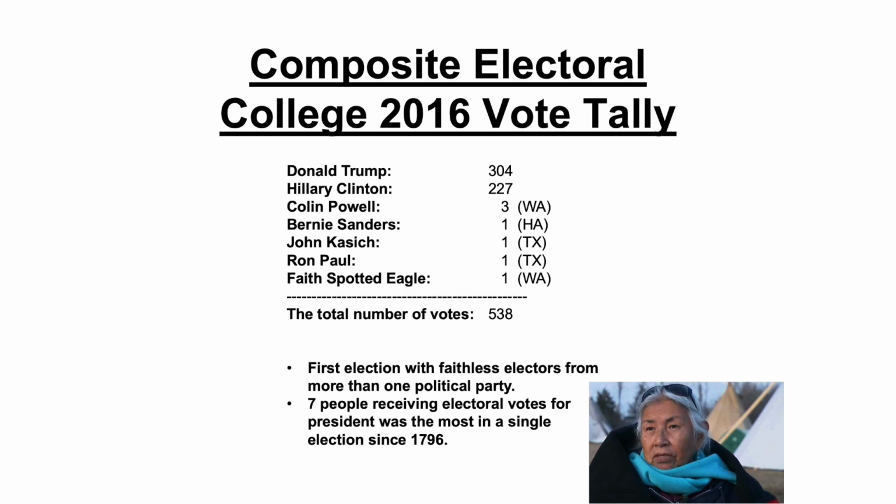You had Donald Trump and Hillary Clinton getting the majority of the electoral votes. But you had 3 for Colin Powell from the state of Washington. Bernie Sanders got 1 from Hawaii. John Kasich got 1 from Texas, not even his home state. Ron Paul from Texas. And then Faith Spotted Eagle. She was the one non-politician that got an electoral vote, and one of the few women that have received electoral votes in history.